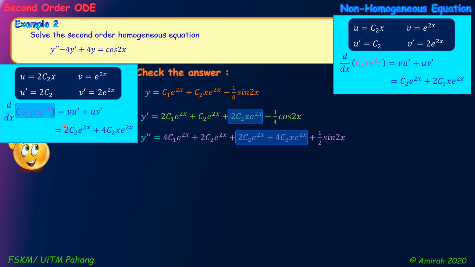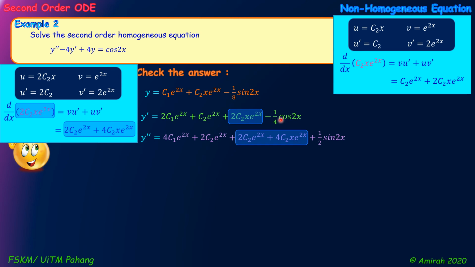Then we cross multiply, so we get derivative of 2C2x e to the power of 2x here equals to product rule formula vu prime plus uv prime. Okay, so we cross multiply here, so we get 2C2 e to x, and then we cross multiply here, so we get 4, 2 times 2 equals to 4, C2x e to x. We multiply this, right? So that's why we get derivative of 2C2x e to x equals to 2C2 e to x plus 4C2x e to x.